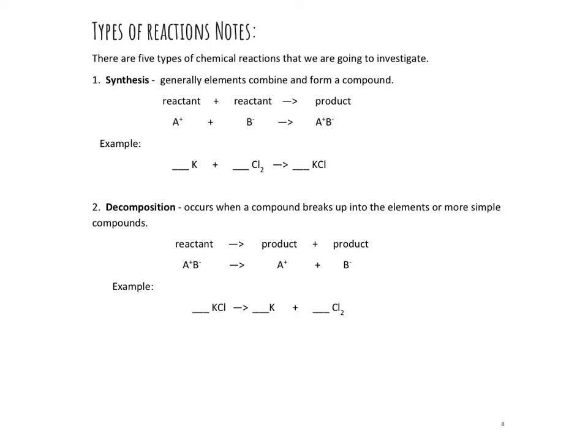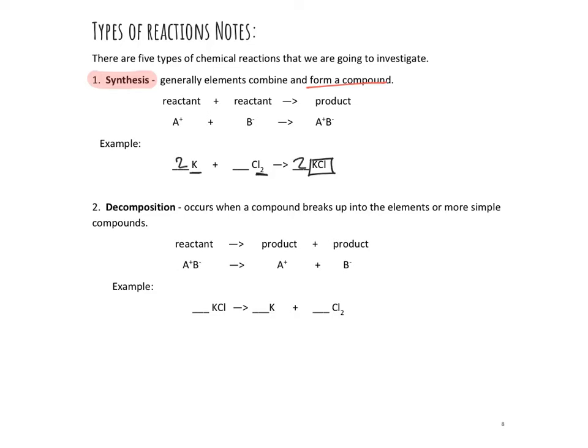The first one is called synthesis. Synthesis takes some elements or compounds, really any two things, and forms one new compound. So you've got 2 things and you're going to add them together. Our example here is we've got some potassium and some chlorine all by themselves, and they're going to get together to form potassium chloride. And as always with any type of equation, you do have to balance it out.